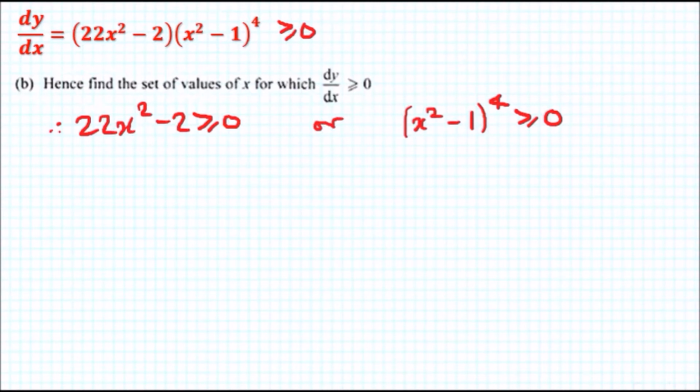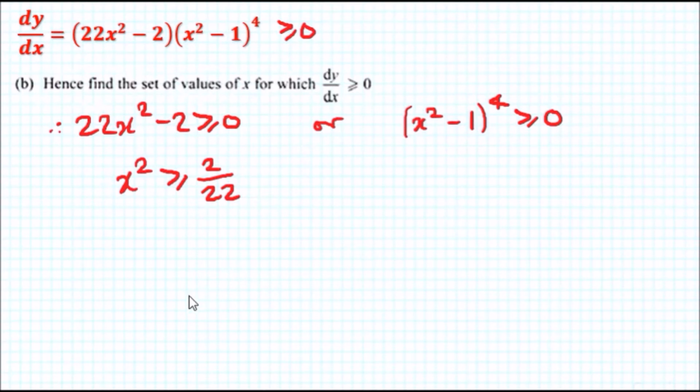So because it's greater than 0, firstly we can add 2 across and divide by 22. This will give us x squared is greater than or equal to 2 over 22, which is 1 over 11. And it's just square rooting this. So because the function is greater, this will tell us that if we imagine a derivative curve, then this would mean that the answers are going to be on the outside of the curve.